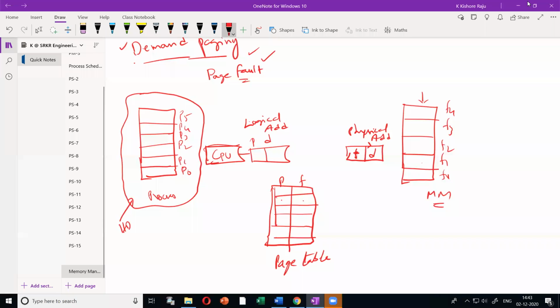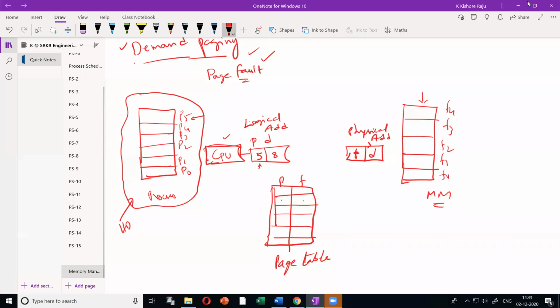Now the CPU is trying to generate the page number and offset. For example, page number 5, offset 8. Is page 5 there? No. Page 5 is not available. Initially, all the frames in the main memory are free frames. Is it clear? What page is demanded? The 5th page. Is the 5th page in the hard disk? Yes.